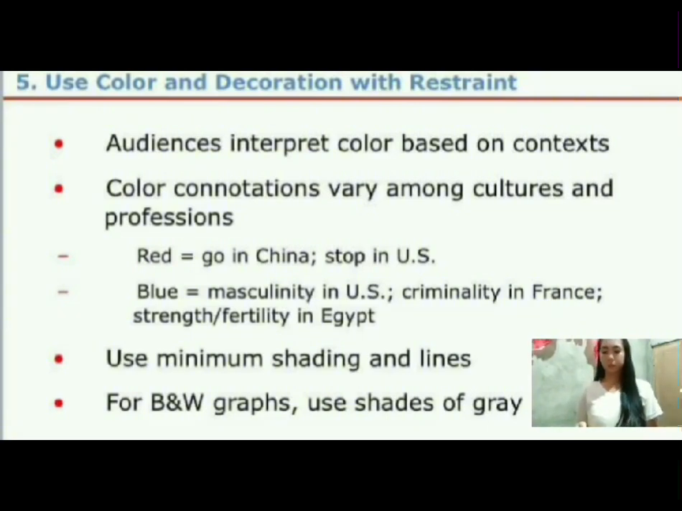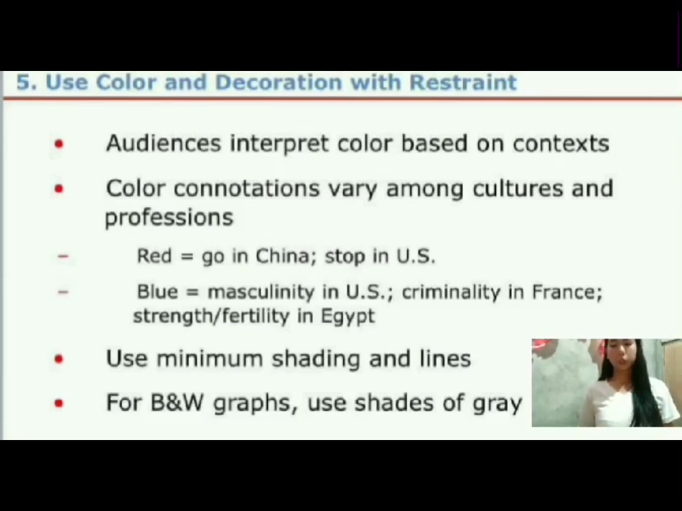So what are color connotations? Color connotations vary among cultures and professions. Different cultures and professions assign different meanings to colors, so it is important to be aware of these differences. For instance, in China, red symbolizes fortune or prosperity, while in the US, red commonly indicates danger or stop. Next is blue. In the US, blue often symbolizes masculinity, but in France it has negative connotations associated with criminality. In Egypt, blue is linked with strength and fertility.